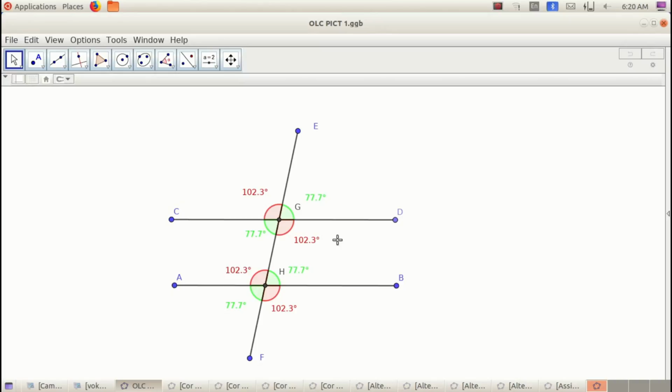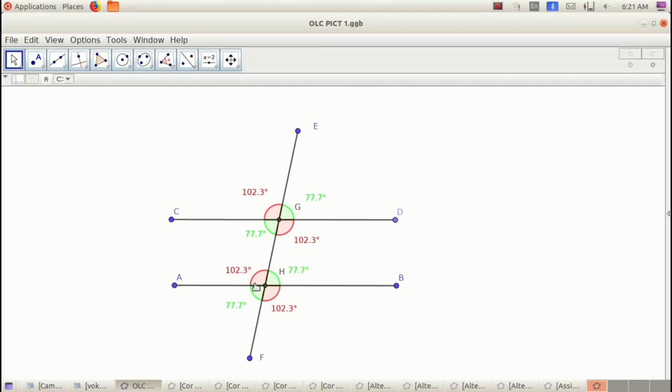Then we can conclude from this picture that when a line cuts across a pair of parallel lines, 8 angles are formed: four angles on the top parallel line and four angles on the bottom parallel line, and the measurements of top angles and bottom angles are the same.